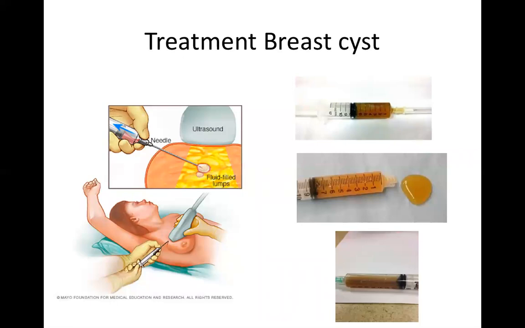The treatment of breast cyst is ultrasound-guided aspiration. You can see how an ultrasound-guided aspiration is performed. The ultrasound probe is placed to localize the exact site of the breast cyst. And then a needle is introduced with a syringe and fluid is sucked out. This fluid can be sent to the histopathologist for cytology and other examinations.